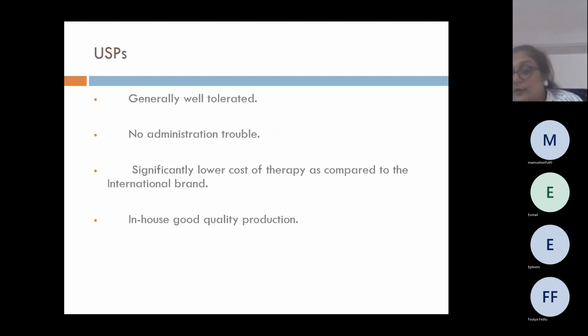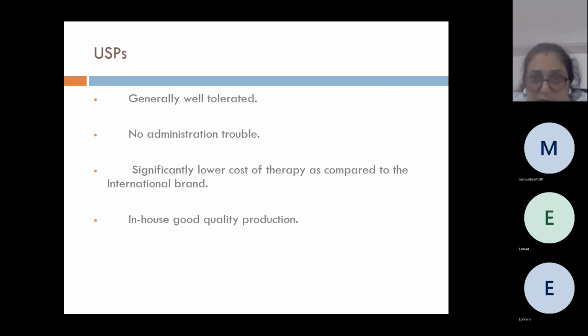This is generally well tolerated. We saw there are no drug interactions, no major side effects. Administration is troublesome less. Significantly lower cost of therapy as compared to the initial brand. Our imatinib, definitely the cost is less of K-Lab's imatinib if you compare with the originator like Gleevec, and plus it's an in-house good quality production. We are making it in-house. It's our own product. We are assured of our quality because from last 30 to 40 years we are producing oncology drugs. So doctors have got full faith and confidence in our quality, right?